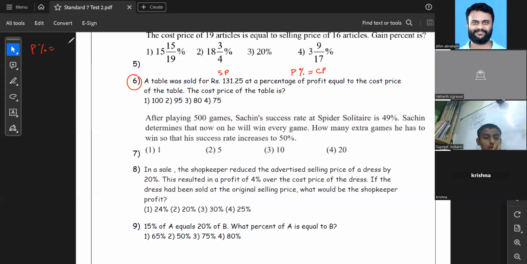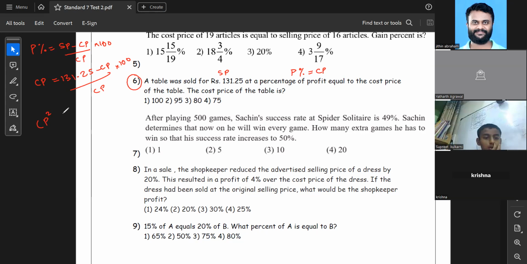The profit percentage goes like this. It is basically selling price minus cost price upon cost price multiplied by 100. Instead of profit percentage, I'll write CP, because they are one and the same. So CP is equal to, instead of SP, I'll write 131.25 minus CP, whole upon CP, multiplied by 100. Let's take these numbers one by one to the other side. When I take CP to the other side, I get CP multiplied by CP, square.